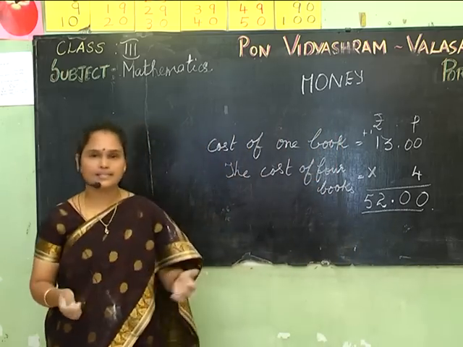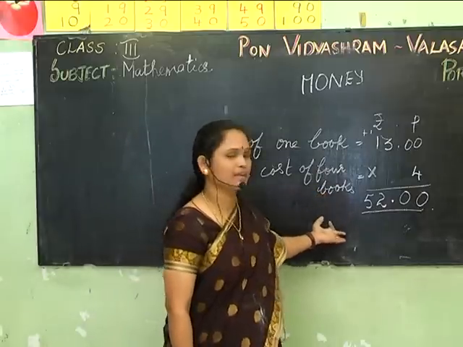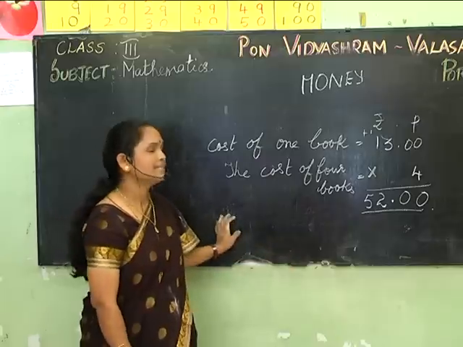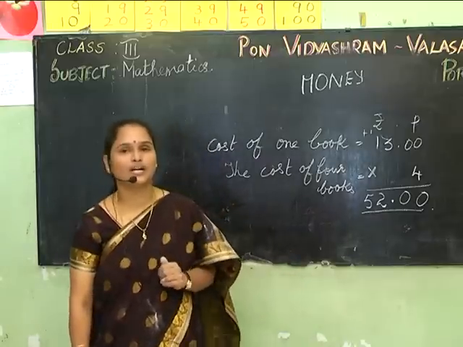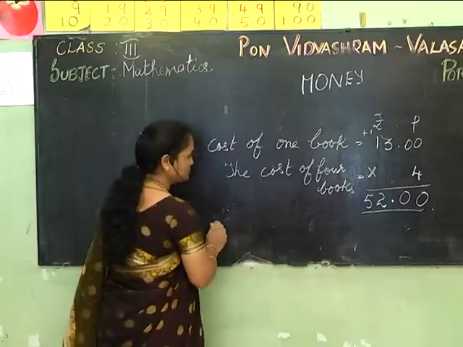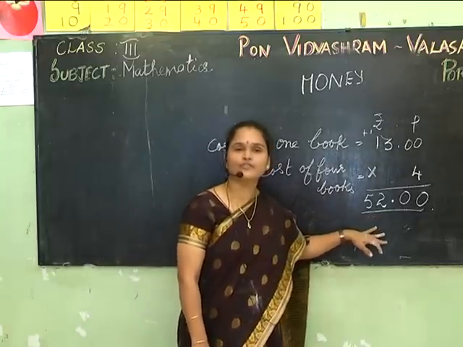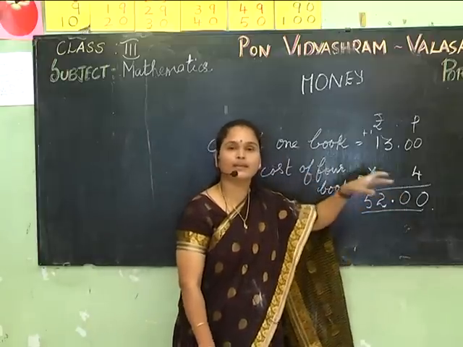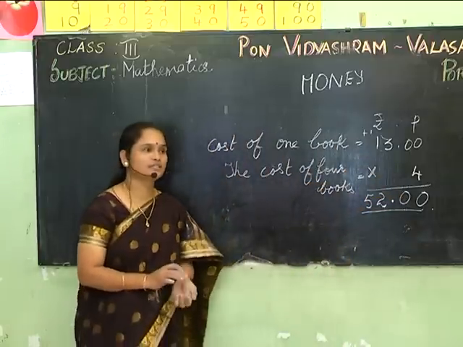The answer that you get in multiplication is called product. The answer that you get in addition is called sum. The answer that you get in subtraction is called difference. Now what is the cost of 4 books, children? It is 52. So you have to pay 52 rupees to buy 4 books, where each book costs 13 rupees. Thank you, children.